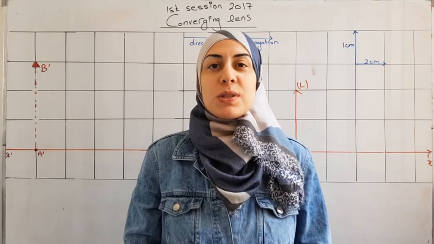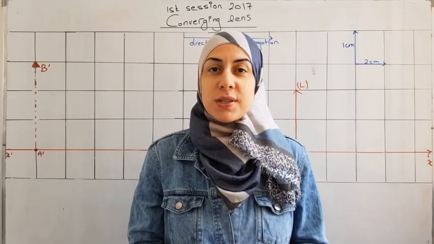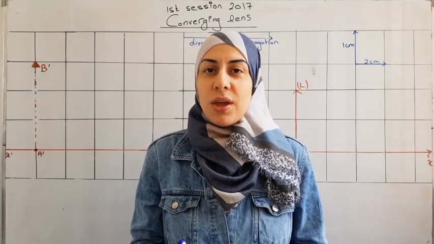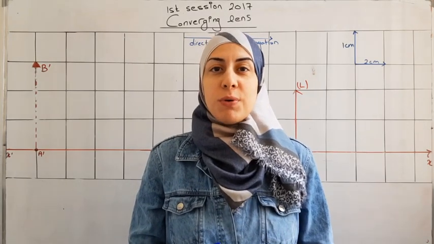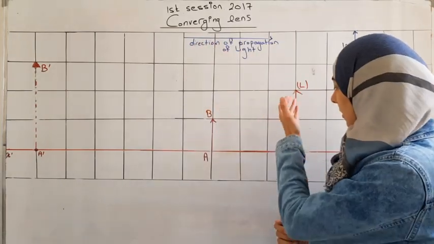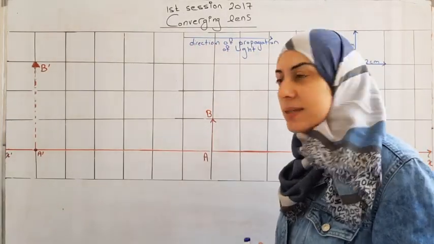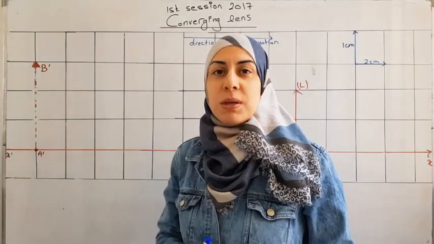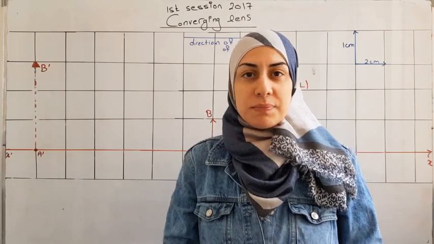In this video we will solve the optics exercise of the first session 2017 concerning a converging lens. The aim of this exercise is to determine the focal length of a converging lens. For this we have the lens and its optical axis, the object AB as well as its image A prime B prime as given by this lens.